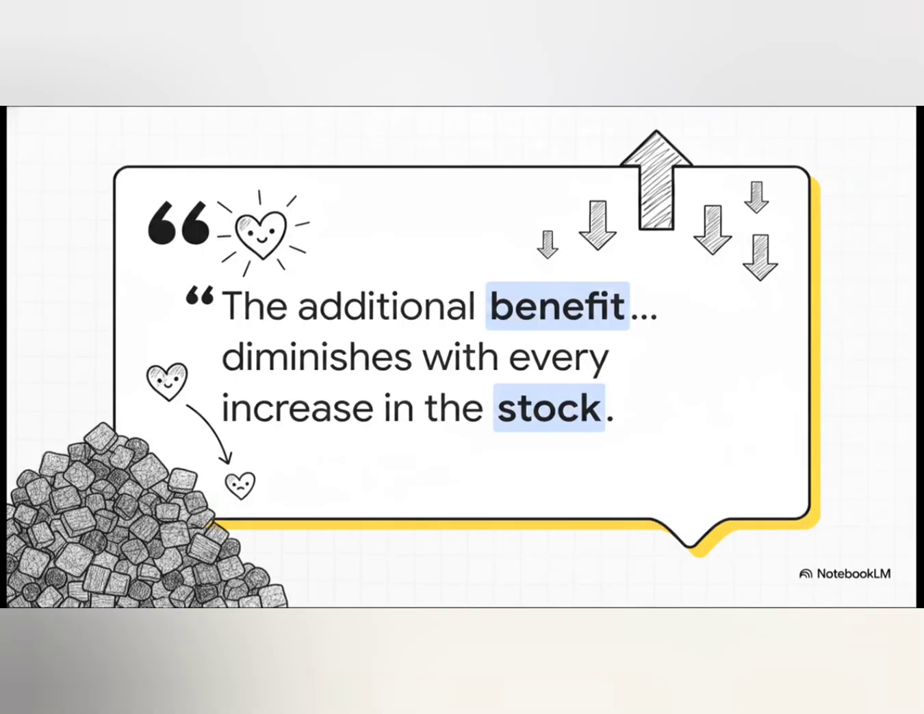And that brings us to the formal, classic definition. It states, the additional benefit which a person derives from a given increase of his stock of a thing diminishes with every increase in the stock that he already has. Now, what's really great here is how easily we can translate this jargon into real life. To put it simply, if you already have a massive pile of something, throwing one more item onto that pile is going to give you significantly less joy than when you first started out.